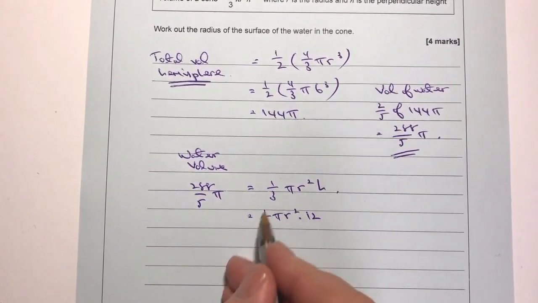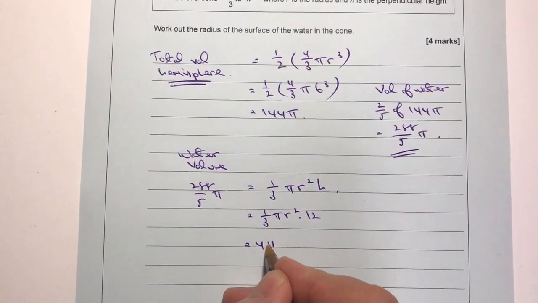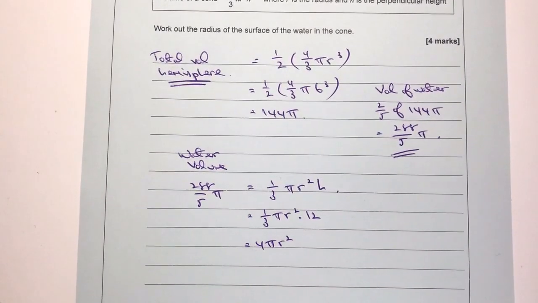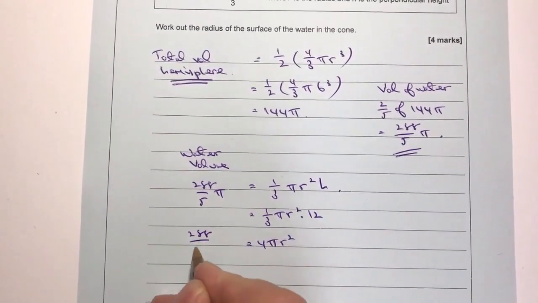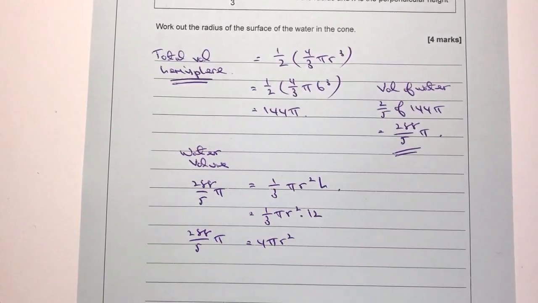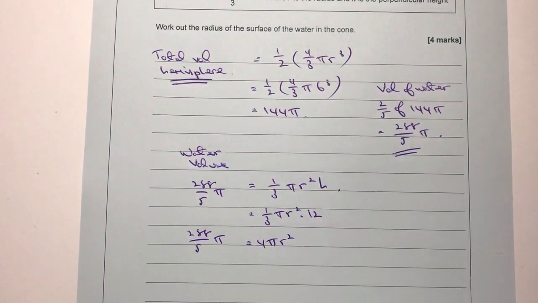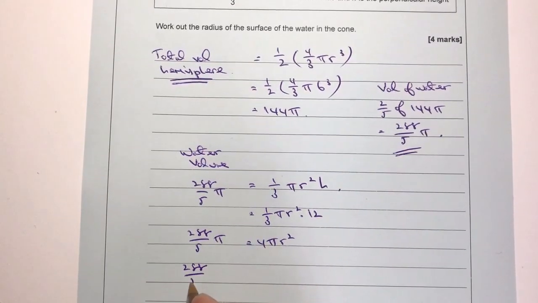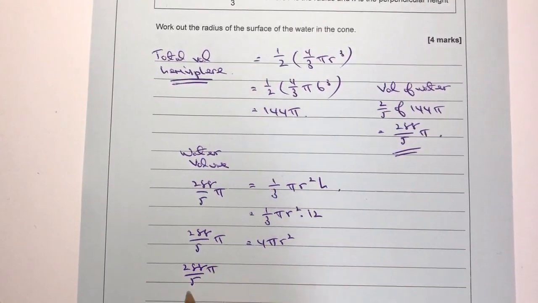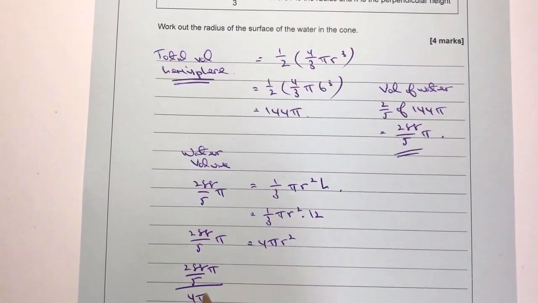So I can actually write all of that as 4 pi r squared. On the left hand side I've got 288 over 5 pi. If you want to key this directly into a calculator, just use the fraction key. If you're using a scientific calculator, it's usually up there on the left hand side. You should be putting into your calculator 288 over 5 pi divided by 4 pi.